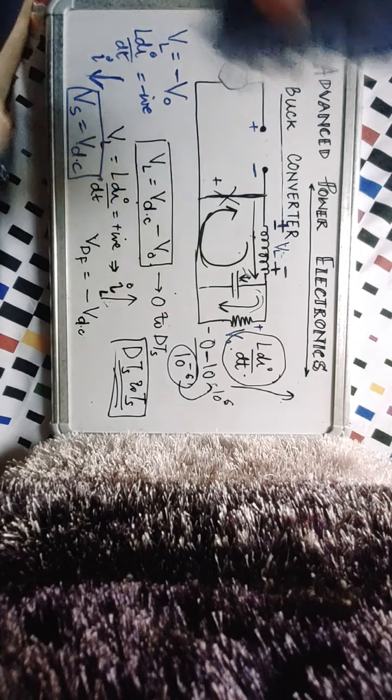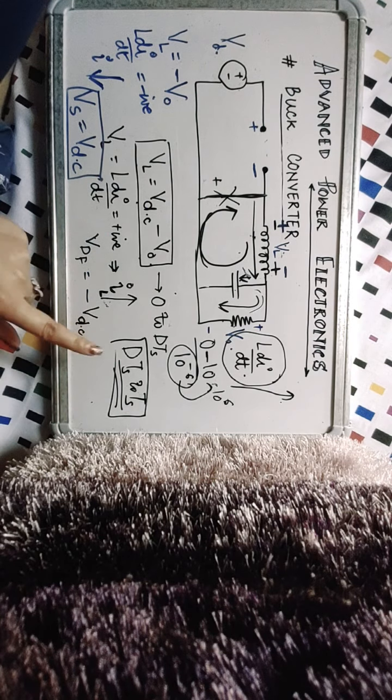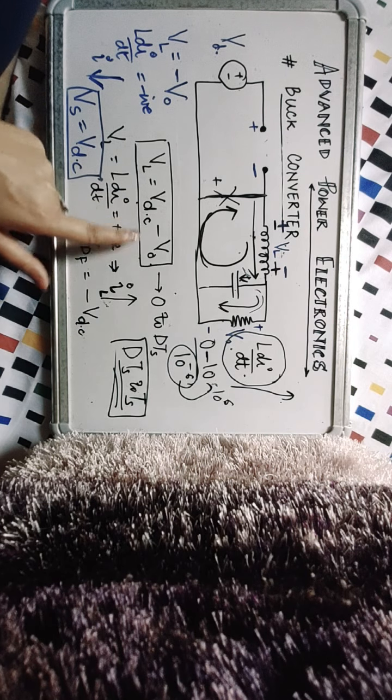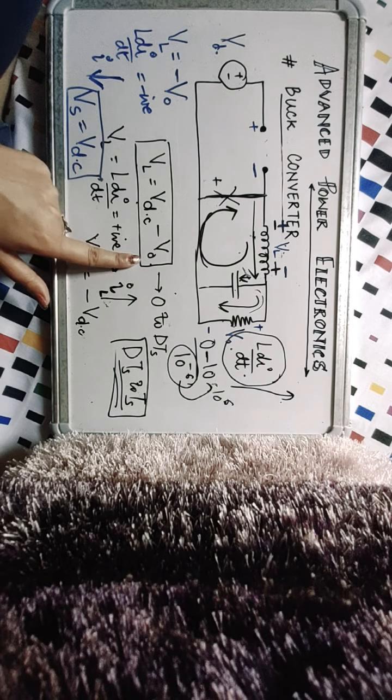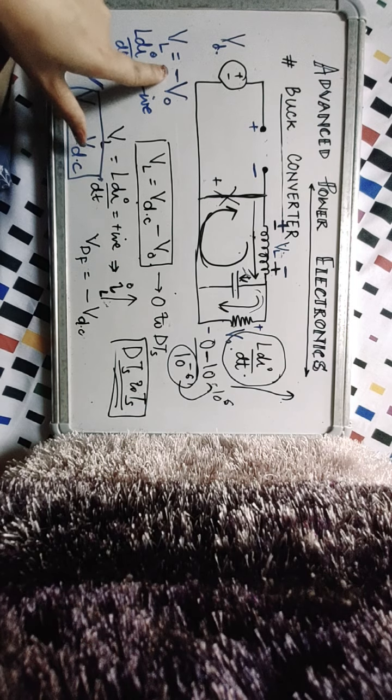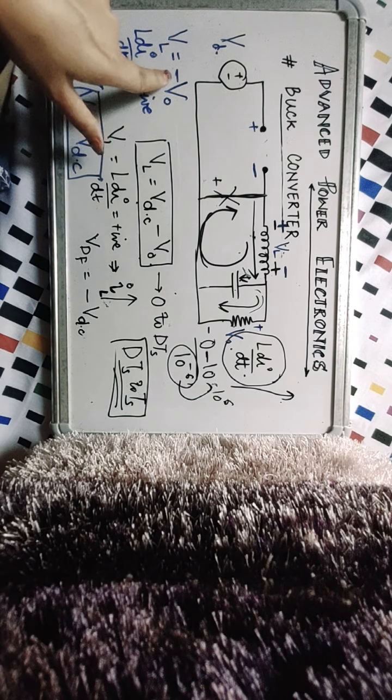Now moving on to the volt second balance. So I would like you to note these few things. Voltage across the inductor in the first interval is VDC minus V0, which is positive. In the second interval, it is minus V0, which is negative.